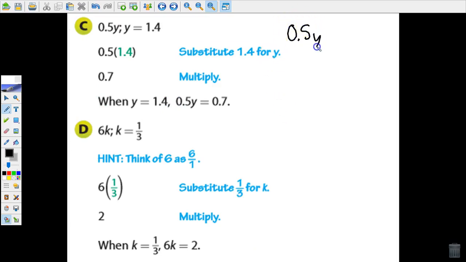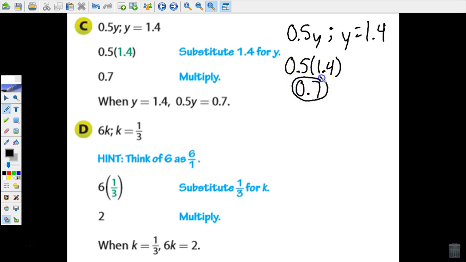0.5y. Substitute, well, semicolon, y equals 1.4. Class, when it is attached, that means multiply. So they want me to sub in this 1.4 for y, so I get 0.5 and then parentheses 1.4, because I can't just attach them, or else it would be 0.5, 1.4, and that wouldn't make sense. So when I multiply 1/2 times 1.4, I'm going to get 0.7. There's my answer.